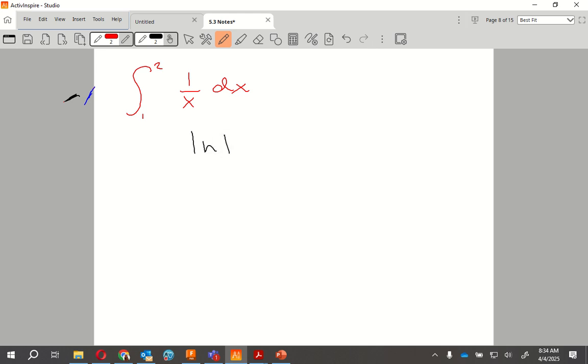ln of absolute value x, and that's from 1 to 2. Now, there's a reason why it has to be absolute value. Can I have negatives inside there? Do you remember what the graph of ln is? Isn't it all positive? The graph of ln is all positive. There's nothing in the negatives. So I cannot do a negative in there. So ln 2 minus ln of 1.